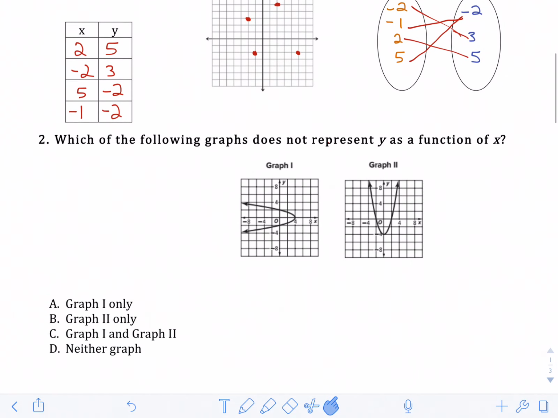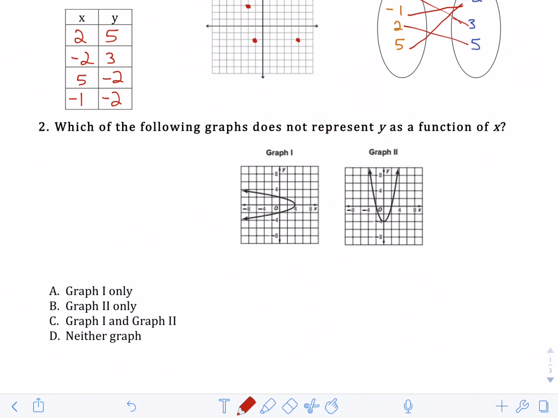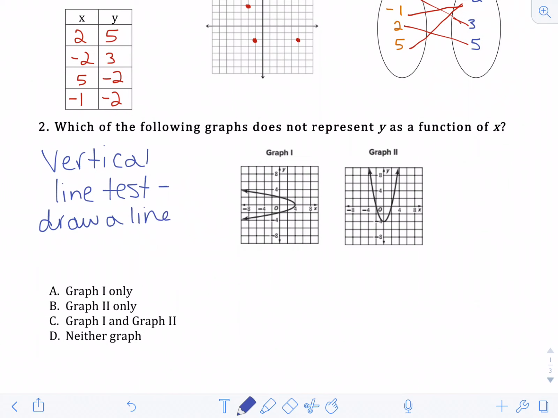Okay, which of the following graphs does not represent y as a function of x? There is this thing, and we're going to write down, it's called the vertical line test. So what that means is when you draw a line, it should only touch the graph once. So one time. If it touches more than once, it is not a function.